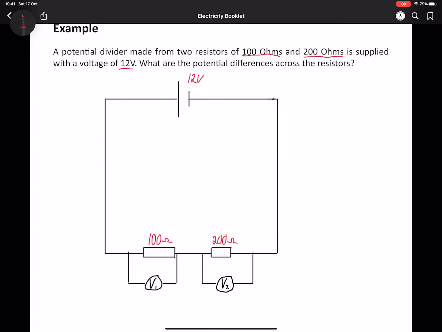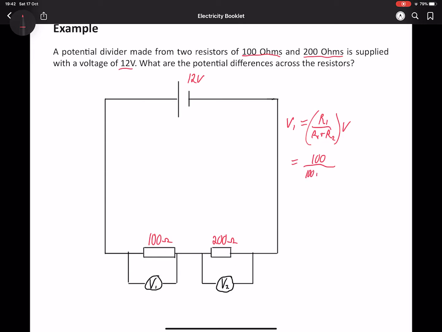And we've got a voltmeter across each of these, labeled V1 and V2, simply for ease of labeling and easily identifying during calculation. So let's use the equation we just formed. So V1, to find the potential difference of the first resistor, is R1 over R1 plus R2, all multiplied by the total potential difference. Now this is actually quite easy to do with this one.